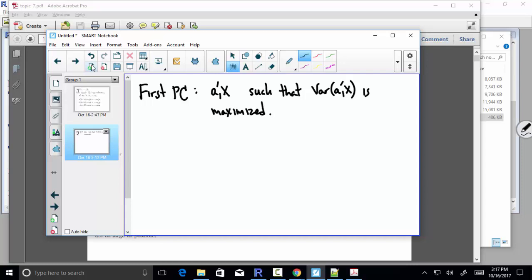And it turns out that there's a solution. The solution to this math problem is that A1 should equal E1, the first eigenvector of the covariance matrix.